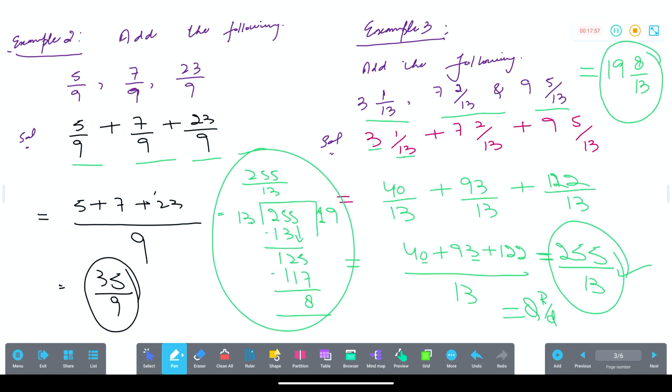Now, our second case we are carrying on. Let me have a new slide here. Second case, it is case second. And this is very important. Adding unlike fractions.